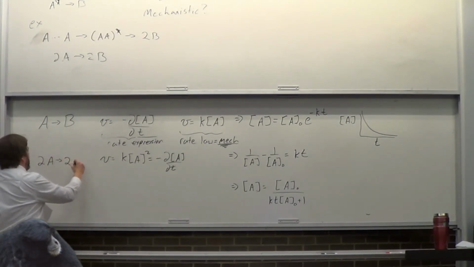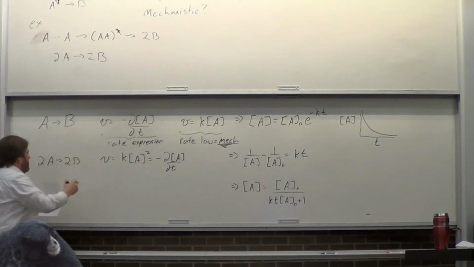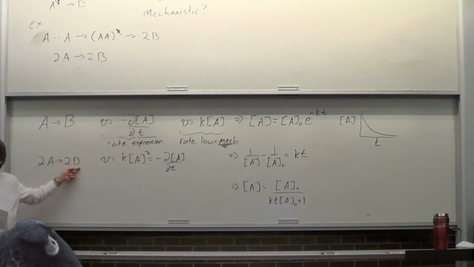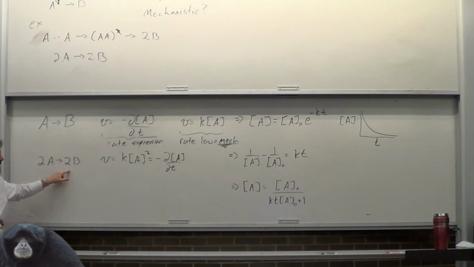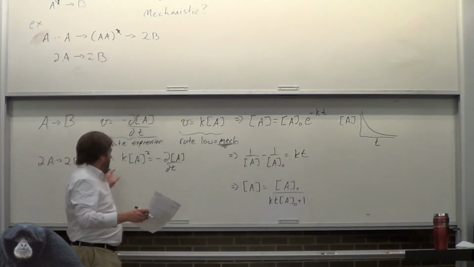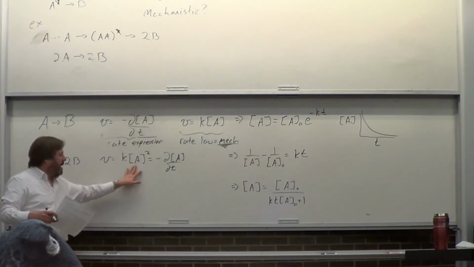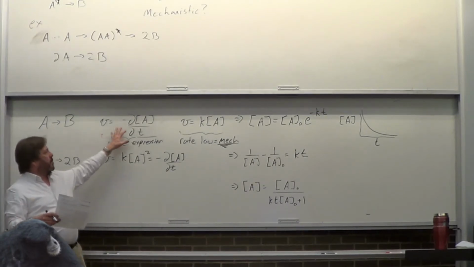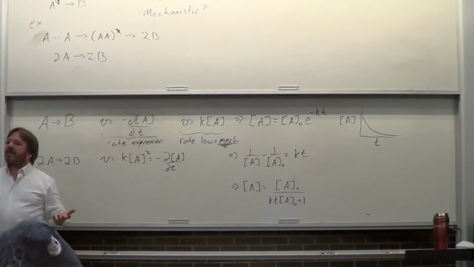Now with that said, I think I put this as 2A goes to B, but I'll put this as 2A goes to 2B. It actually doesn't matter. Products don't really matter in these simple cases. They do if I'm doing consecutive reactions, which we're talking about today. Okay, in that case, the rate is still the time derivative of the reactant.